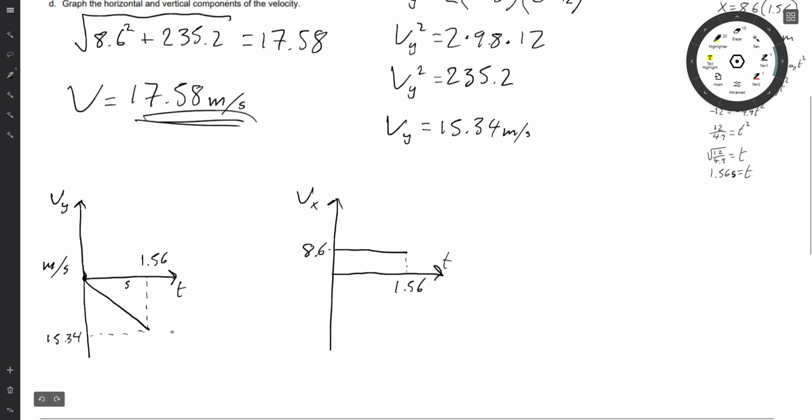Notice that I've stopped the graphs and I haven't continued them onward. After this time, we really don't have enough information to continue with our problem, because we don't know what happens to the boy after he hits the water and exactly how he slows down, and that's beyond the scope of this problem. But this would be that final section where we've graphed our velocities and our components of our velocities, Vy with respect to time and Vx with respect to time. And that's it for this question.